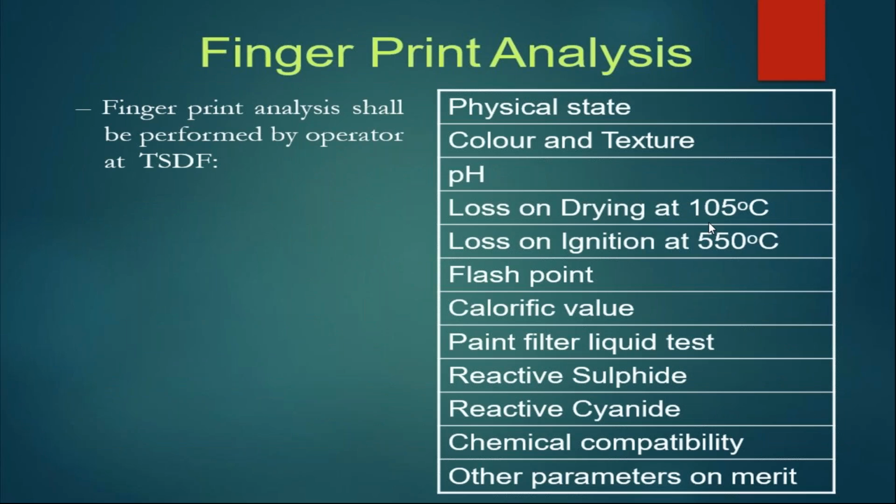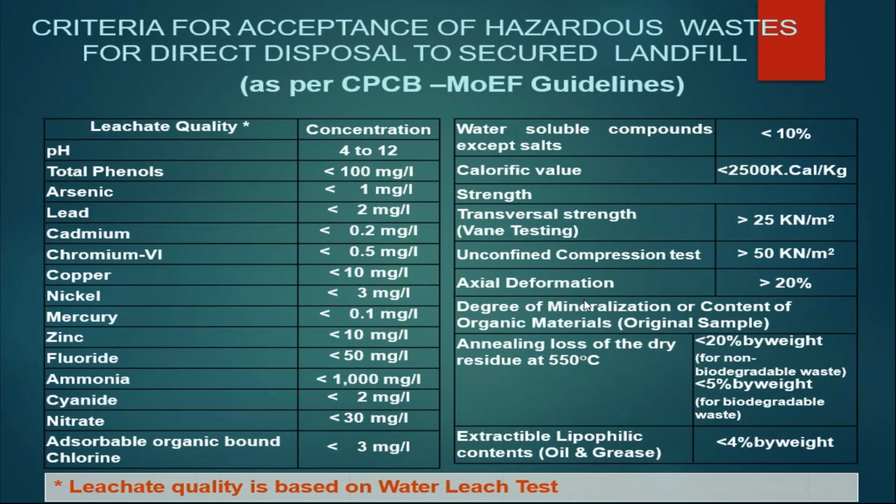Then under the FPA facility, that is fingerprint analysis, this shall be performed by the operator of that facility: physical state, color and texture, pH, loss on drying at 105 degrees Celsius, loss on ignition at 550 degrees Celsius, flash point, calorific value, paint filter liquid, reactive sulfur, reactive cyanide, chemical compatibility, and other parameters on merit basis. Then the criteria for acceptance of hazardous waste for direct disposal to secure landfill as per the guidelines given by the Central Pollution Control Board and the Ministry of Environment and Forest.